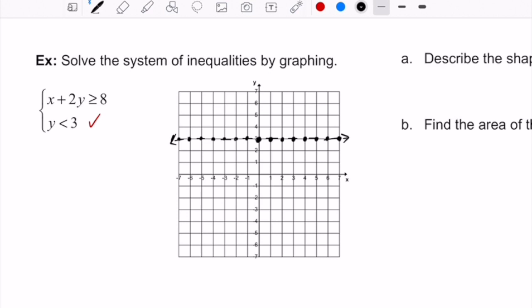It would be a dashed line, and then it's less than 3, so it would be shaded down. I'm just going to make two little arrows here reminding me that I'll shade down. I'm going to graph my second line first before I shade. The first inequality isn't ready to be graphed yet.